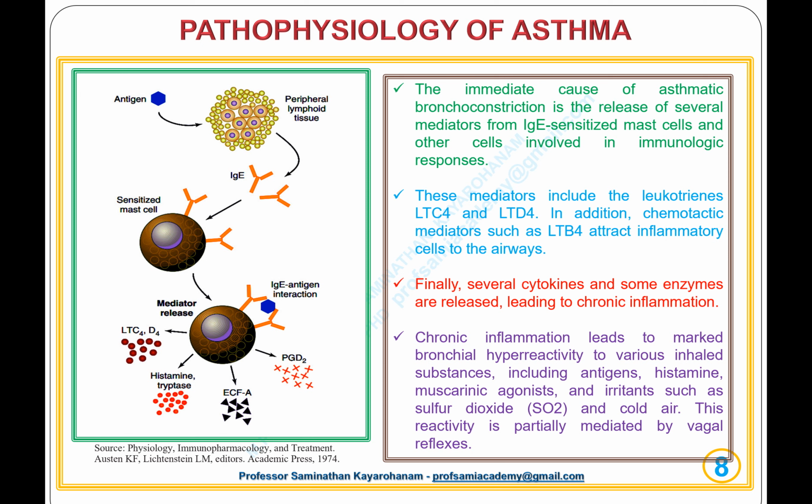Chronic inflammation leads to marked bronchial hyperreactivity to various inhaled substances, including antigens, histamine, muscarinic agonists, and irritants such as sulfur dioxide, SO2, and cold air. This reactivity is partially mediated by vagal reflexes.